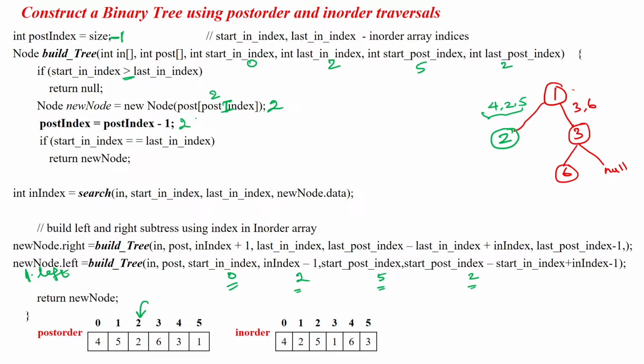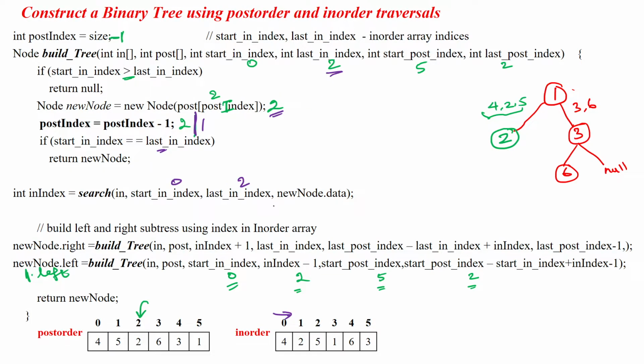So now after creating the new node, we are decrementing the post index by 1. So the index will be 2 minus 1, which is 1. Now we are checking 0 equal to 2, which is false. Then we are checking the new node availability in the inorder array. For that we are passing the starting inorder index, which is 0, then the last inorder index is 2.